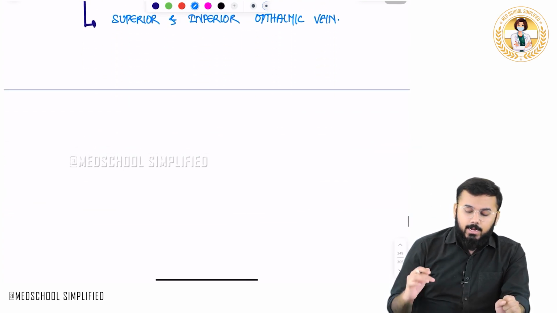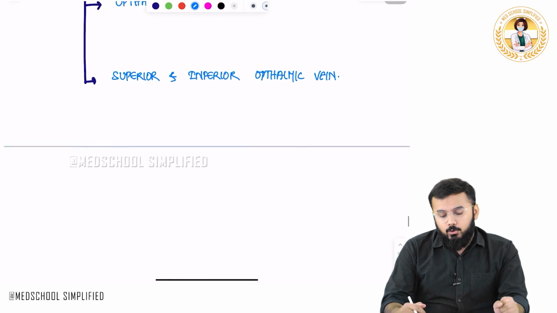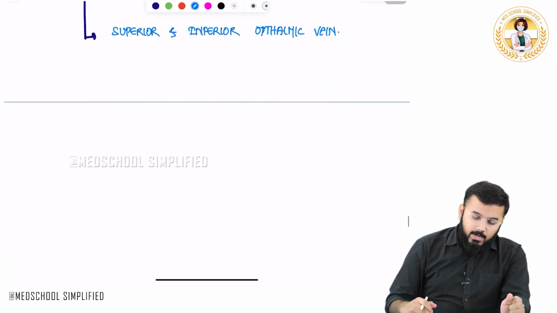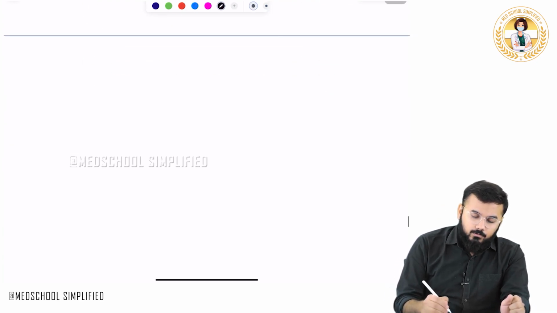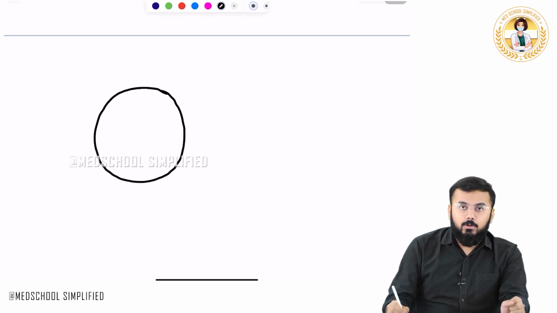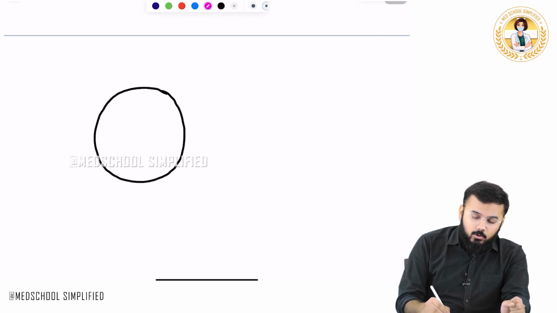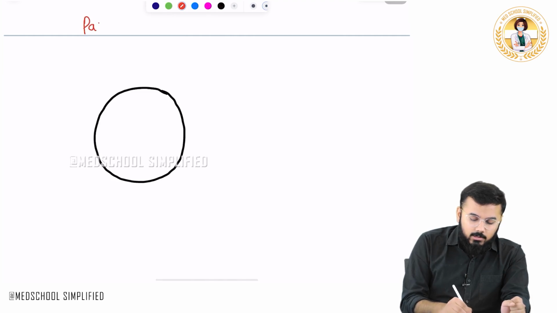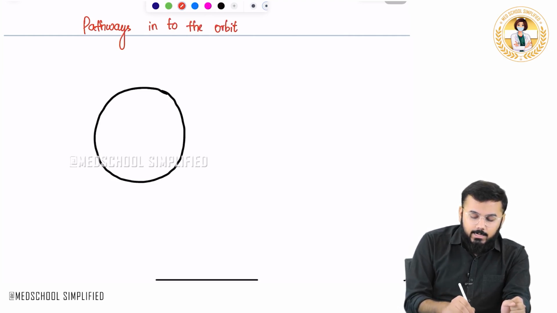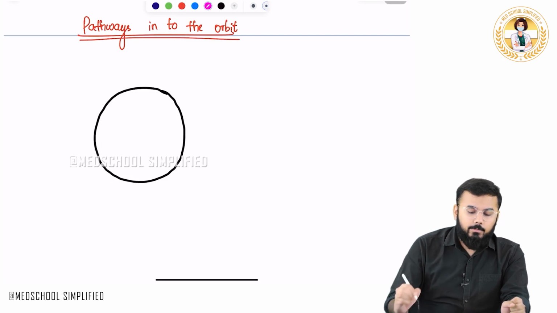Next important thing is that, if you wanted to enter deep inside the orbit, what are the different pathways? For example, let us say this is your orbit. Okay. And now we will be discussing about the pathways into the orbit. So, what are the different pathways you have got?